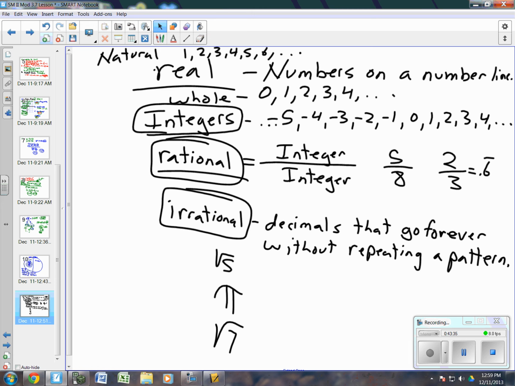Okay, number 14. Number 15, determine the nature of the x-intercepts. I'd probably use the quadratic formula on that one. On 15.